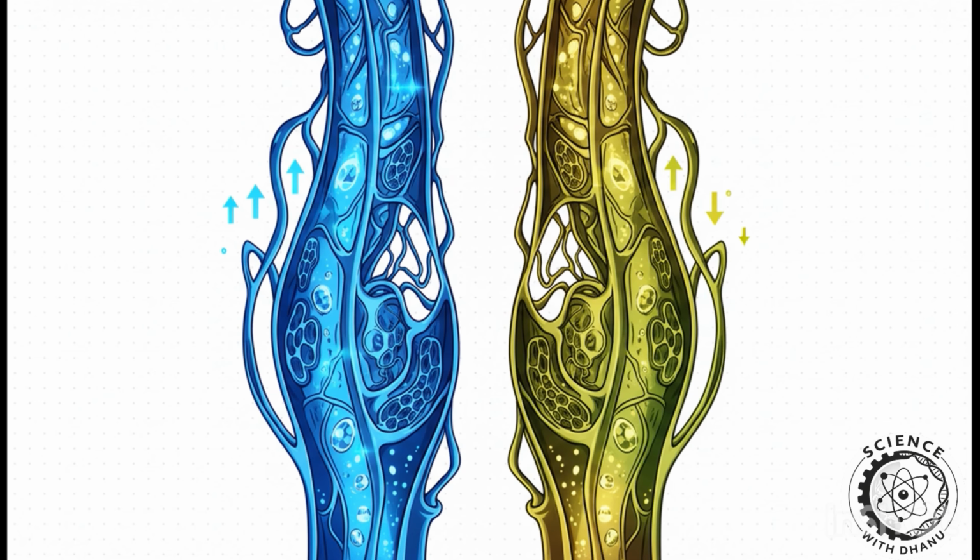And the phloem, that's another set of pipes that acts like a food delivery service, taking the sugars made in the leaves down to every other part of the plant that needs energy.